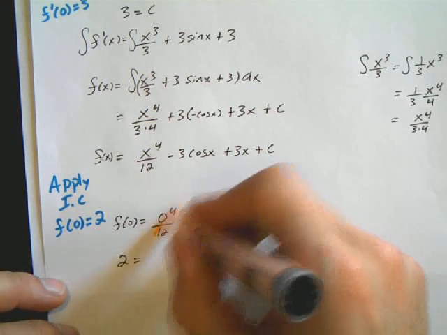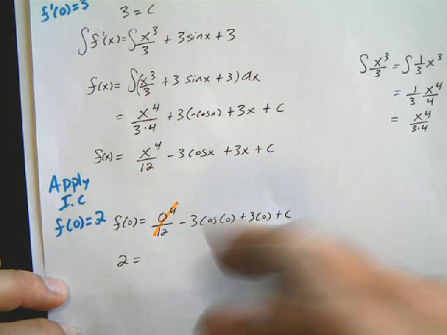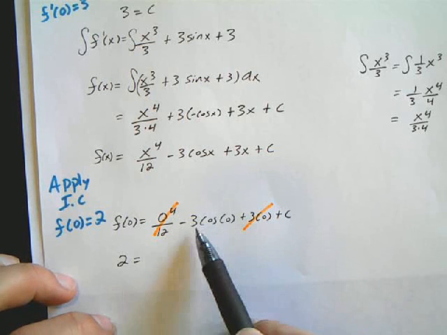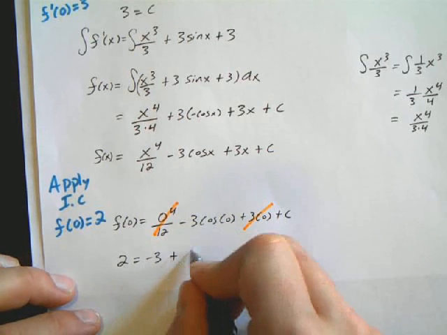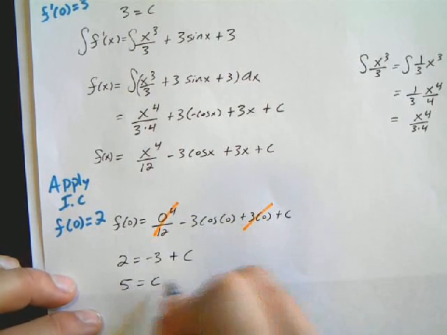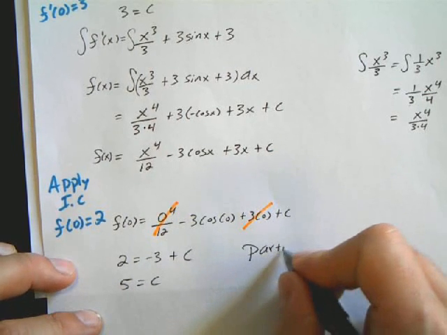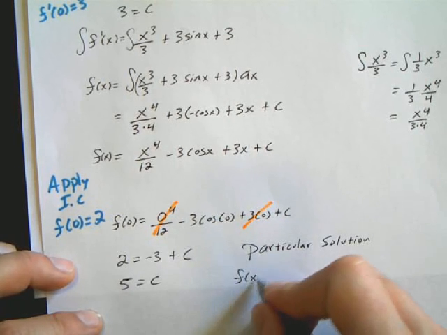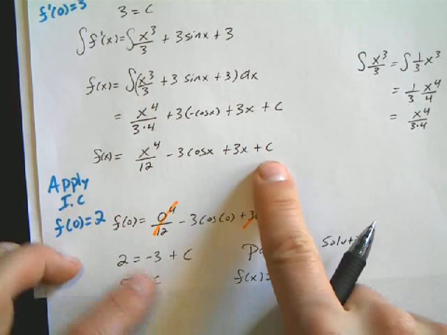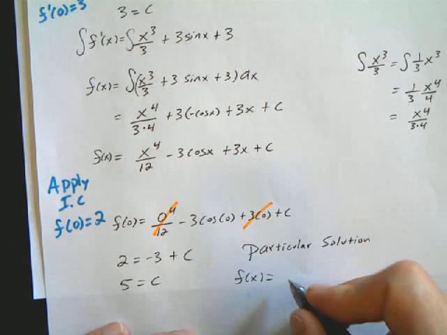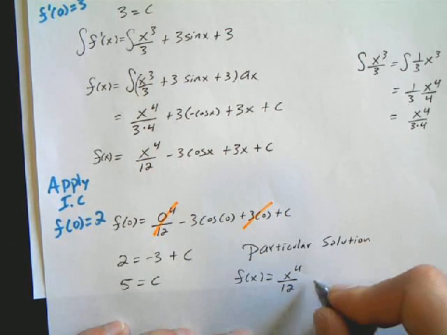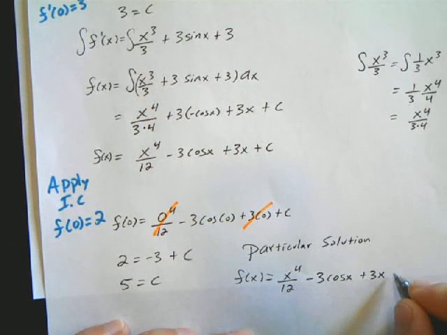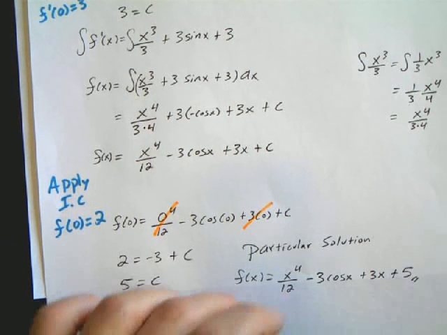Well, more stuff cancels out. This becomes a 0. This stays, so I'm going to leave this alone. 3 times 0 is a 0. Cosine of 0 is 1 times negative 3 is negative 3 plus c. So 5 is equal to c. So my particular solution is going to be f of x is what I got here with the c value of 5. So x to the 4th all over 12 minus 3 cosine of x plus 3x plus 5.